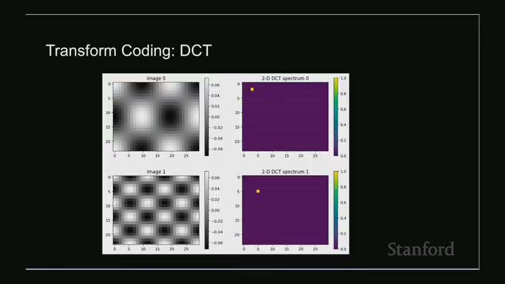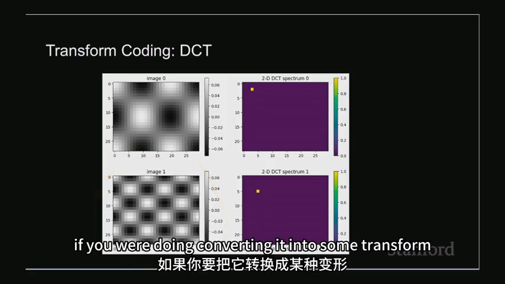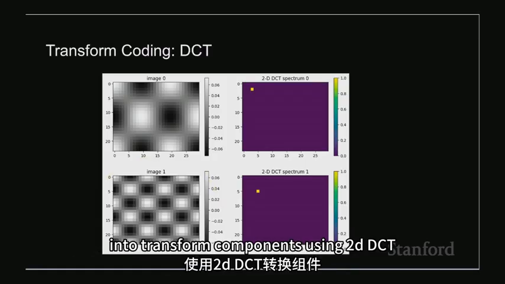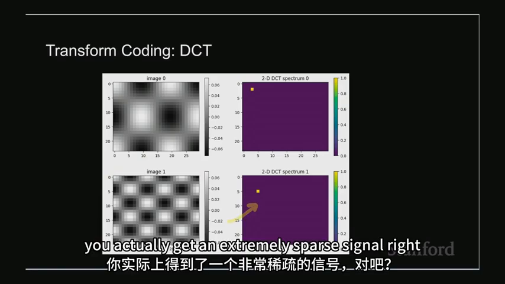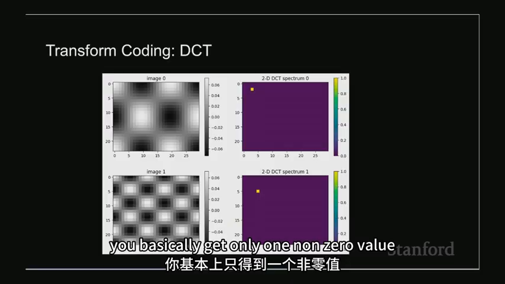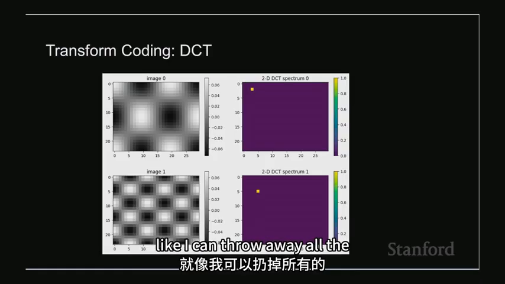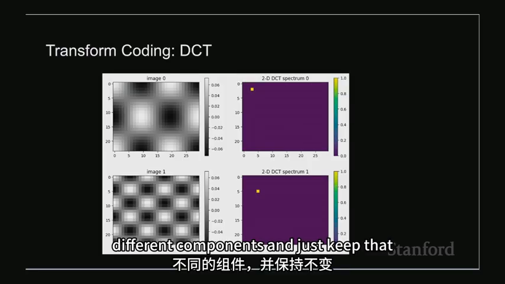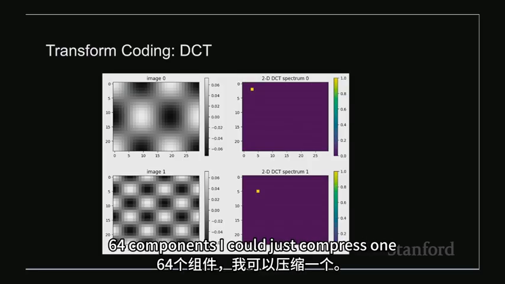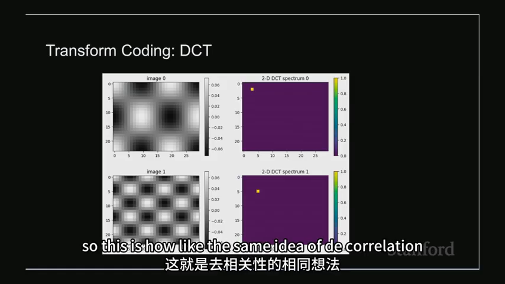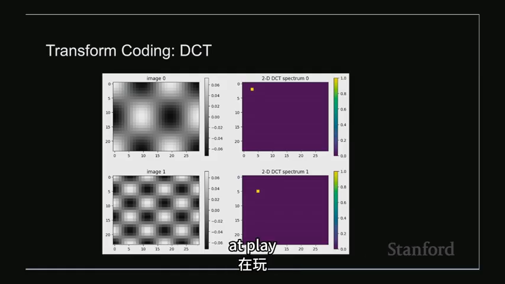So if you were converting this whole image into transform components using 2D DCT, you actually get an extremely sparse signal. You basically get only one non-zero value. Going back to our compressor hat, that's very good. I can throw away all the different components and just keep that, and instead of compressing these 64 components, I could just compress one. This is the same idea of decorrelation and energy compaction at play.